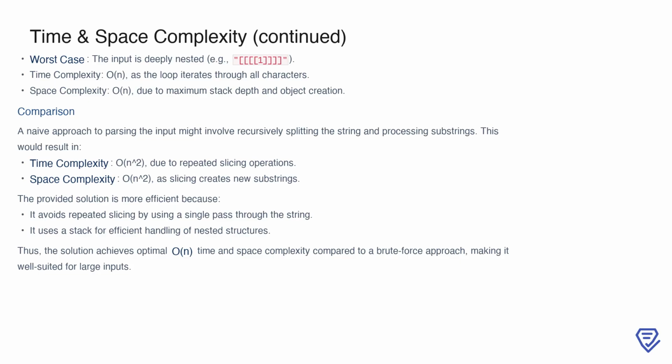This would result in a time complexity of O(n²), because slicing operations repeatedly create new substrings, and a space complexity of O(n²), due to the memory overhead of storing these substrings. By contrast, the provided solution avoids slicing altogether, processing the string in a single pass and using a stack to handle nested structures efficiently. This results in both time and space complexities of O(n), making it a significant improvement over the naive approach and well suited for handling large inputs.